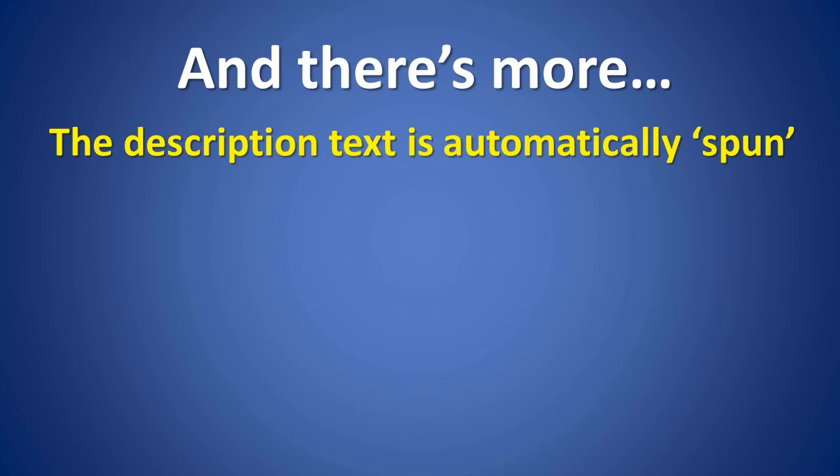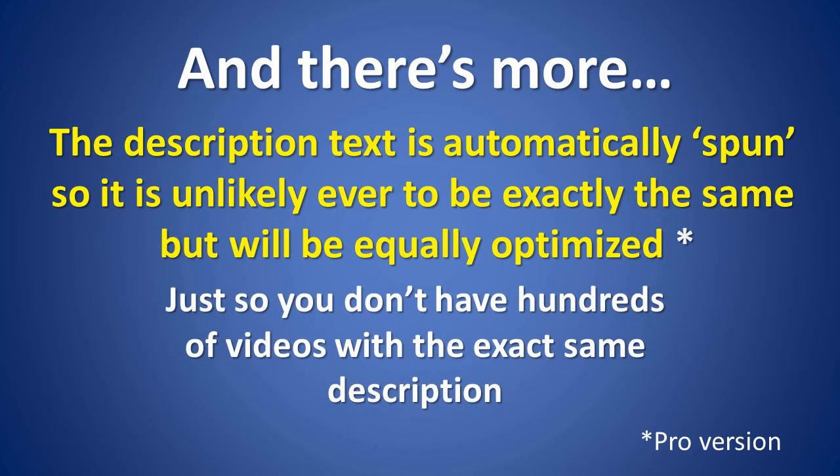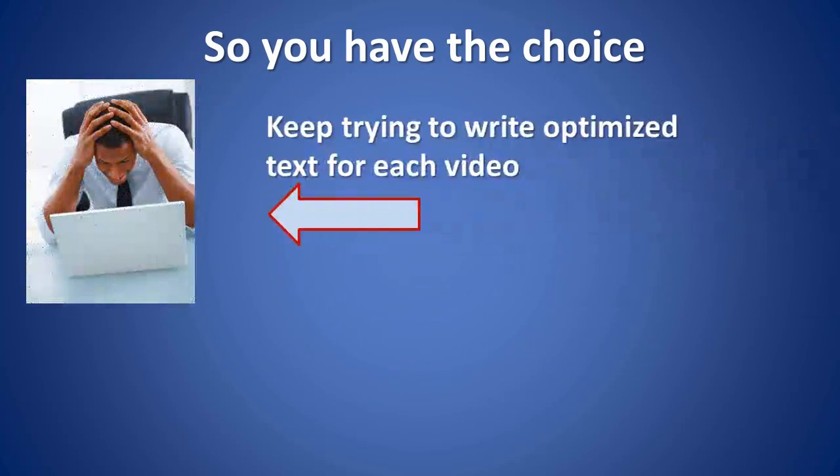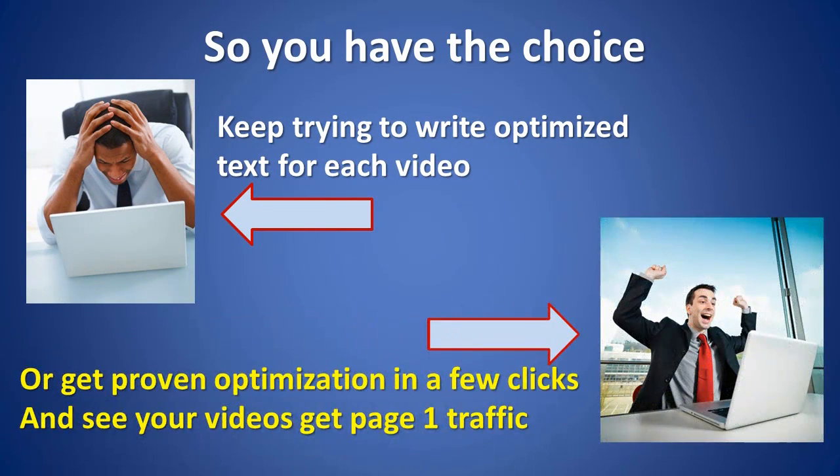And there's more. The description text is automatically spun, so it's unlikely ever to be the same twice. It will be equally optimized, and you won't have hundreds of videos with the exact same descriptions. So you have the choice. You can keep trying to write optimized text for each video, or get proven optimization in a few clicks and see your videos get on page one.